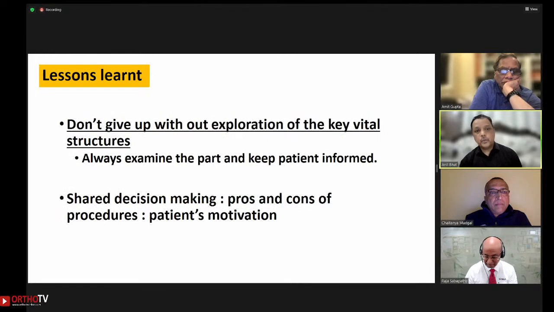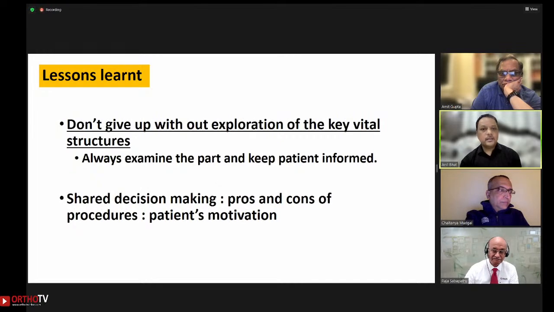What we learned was basically to not give up without exploration and examining the vessels. Then a decision can be taken whether you go for an amputation or for a replant. And as we all said, shared decision making is very important, with the pros and cons of each of these procedures. Finally, as Dr. Amit Gupta was telling, it's about the patient's motivation and how he or she would like to use those fingers, and not bypass that finger at the end of the day and waste all the resources which have been used earlier. Thank you. Thank you so much.